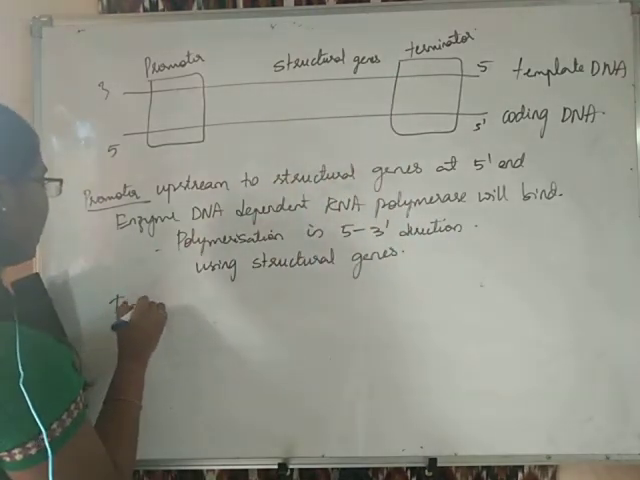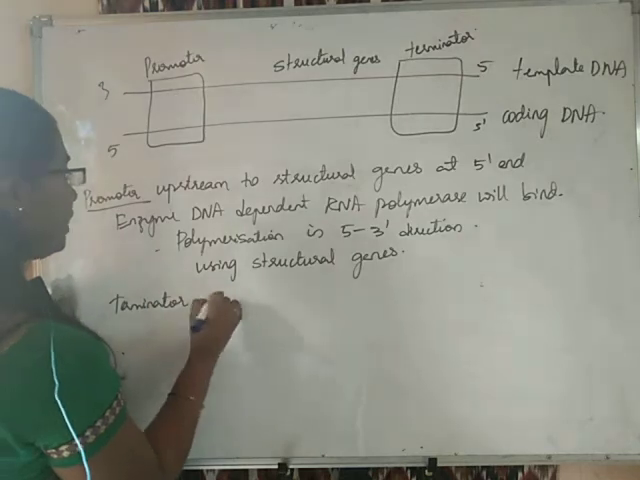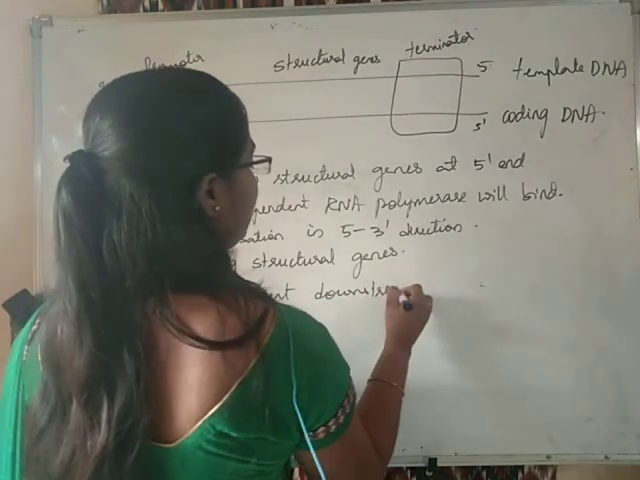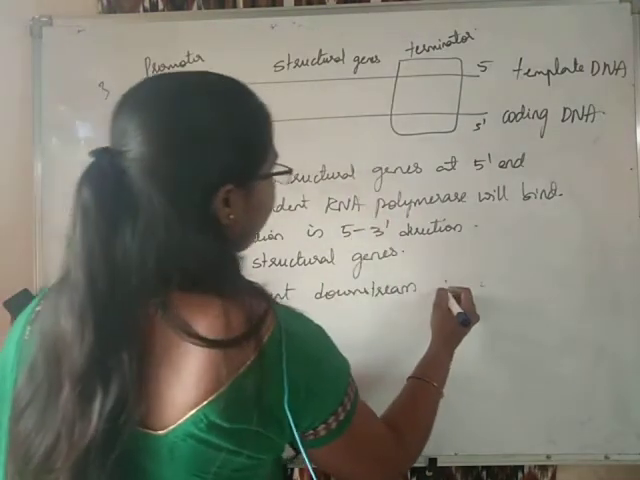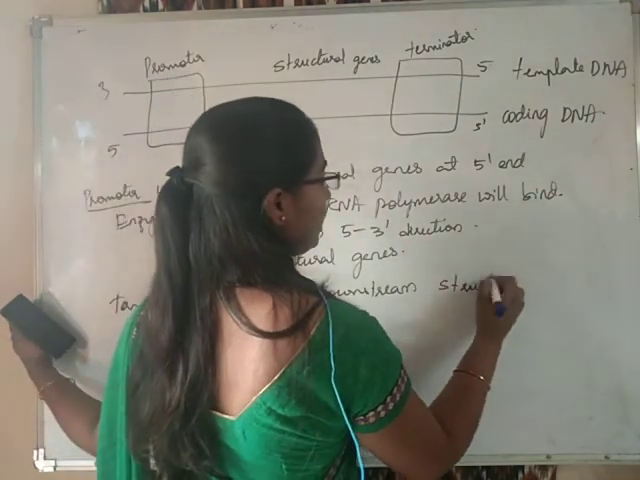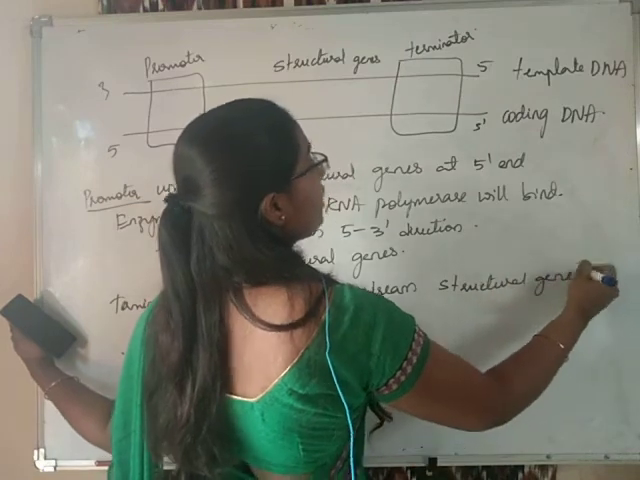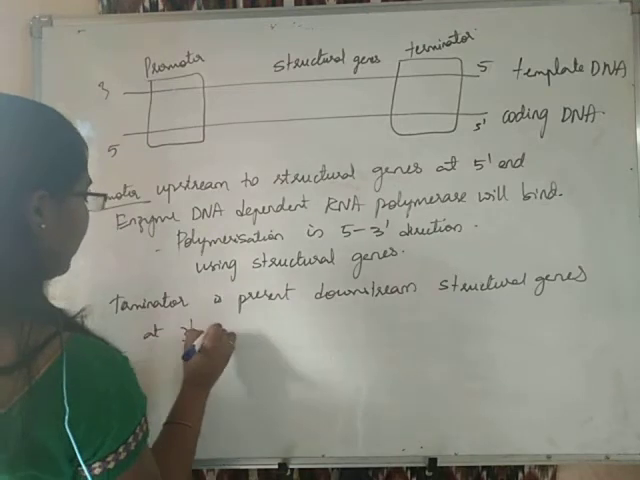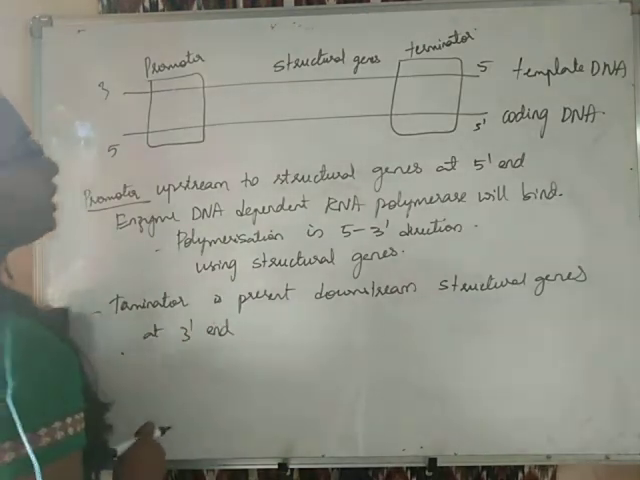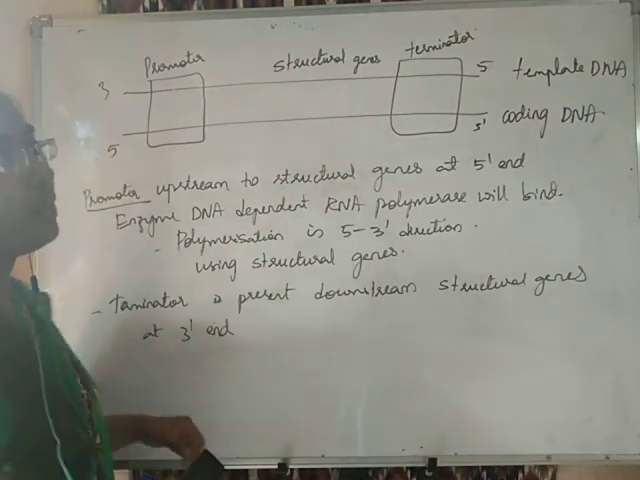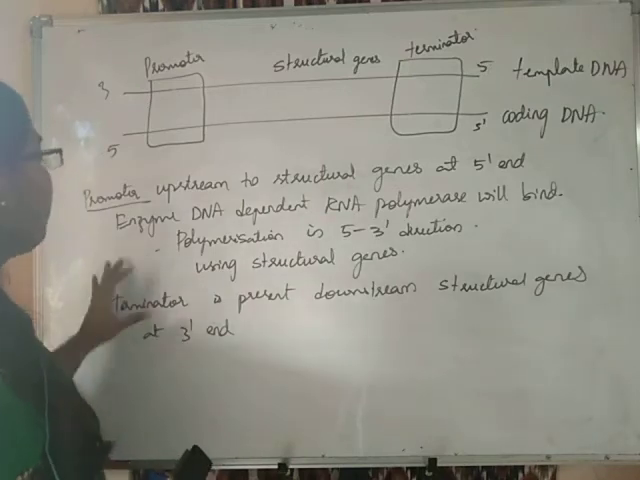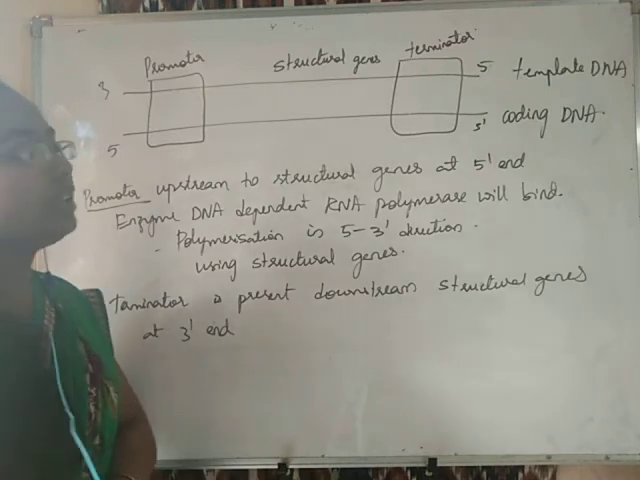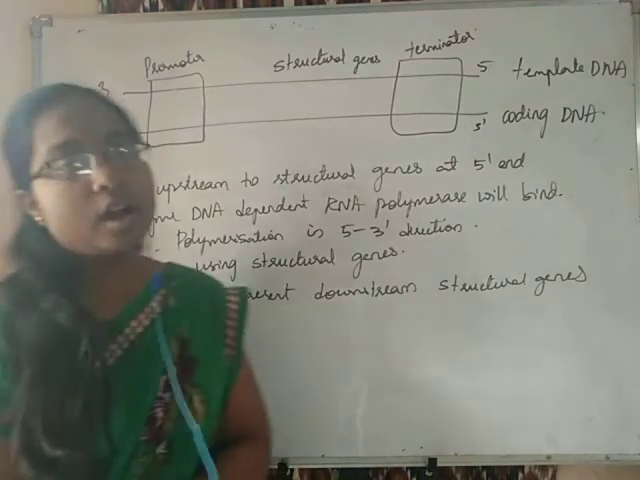Where is this terminator present? Terminator is present downstream. Downstream means after the structural genes, we are saying it in reference to coding DNA. So, we have to say at the 3' end. Okay, at the 3' end terminator DNA is present. So in this way we have to refer to the promoter and terminator. Okay, so this is how the DNA is converted into RNA.